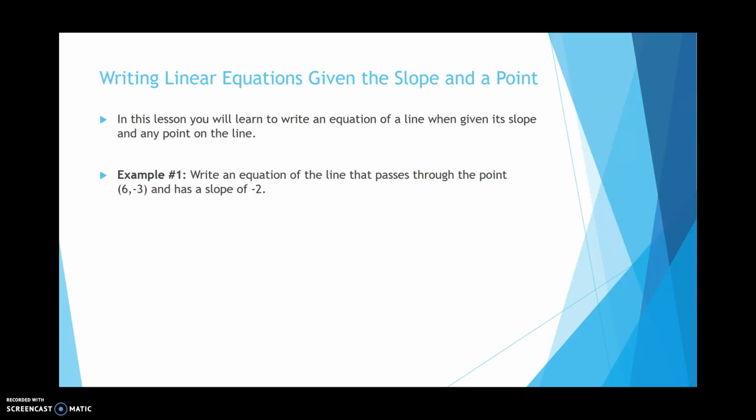It says in this lesson you're going to write the equation of a line when given its slope and any point on the line. So our first example, you are going to write the equation of a line that passes through the point 6, negative 3, and has a slope of negative 2. So we have to think of the slope-intercept form, y equals mx plus b. Remember, m is my slope, b is my y-intercept. They're giving us y, m, and x, and we need to solve and find b in order to rewrite it in the y equals mx plus b form.